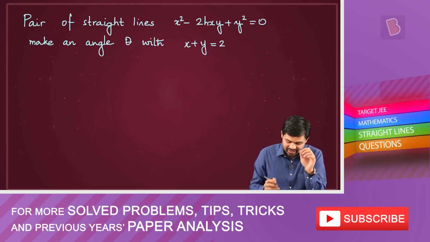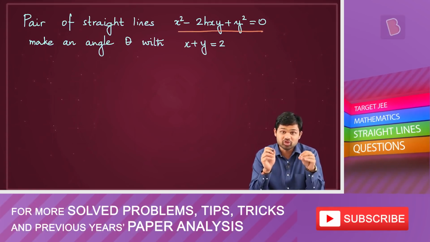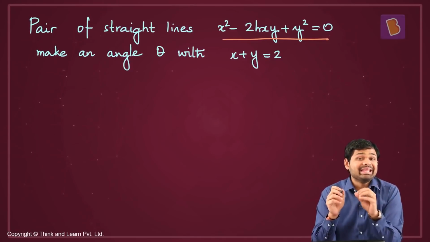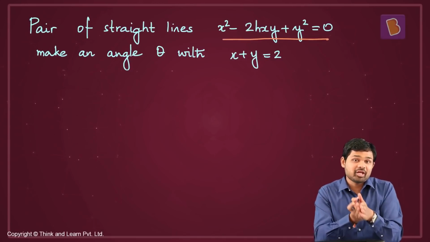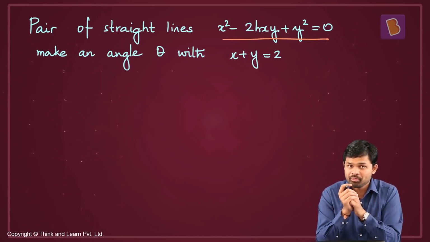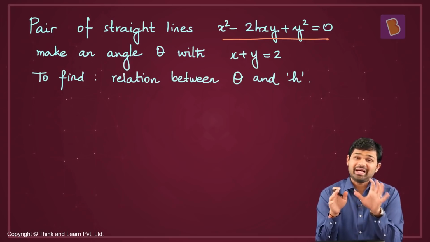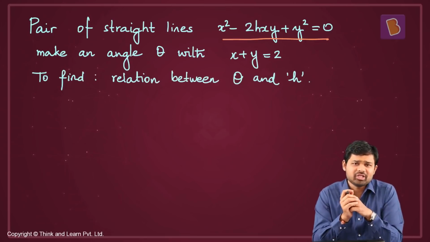So in this question, it has been stated that a pair of straight lines x square minus 2hxy plus y square equal to 0 make an angle theta with the straight line x plus y equal to 2. So this means that the pair of straight lines are making an equal angle with x plus y equal to 2. The objective of this question is to find the relation between theta and h. How do you go about this question?